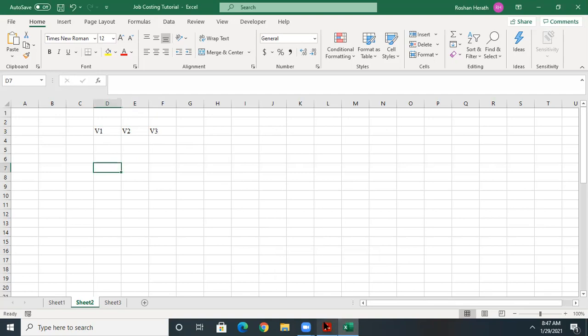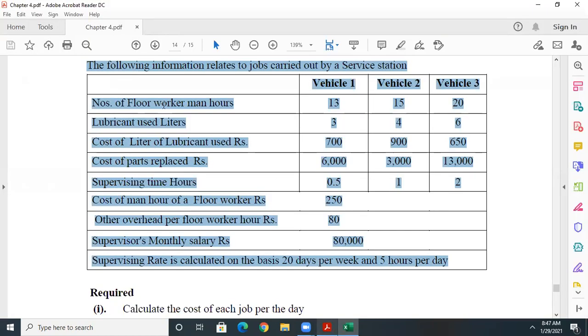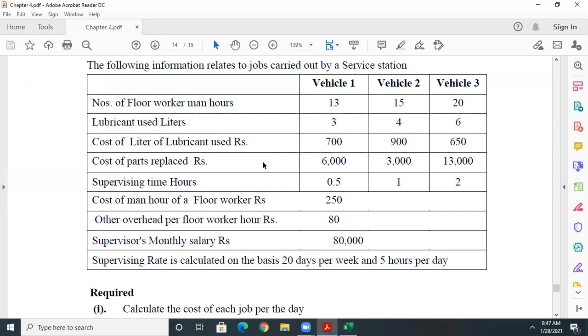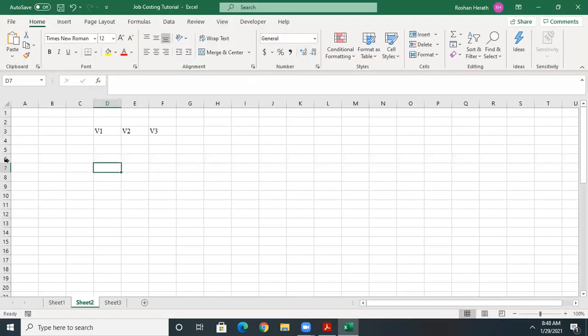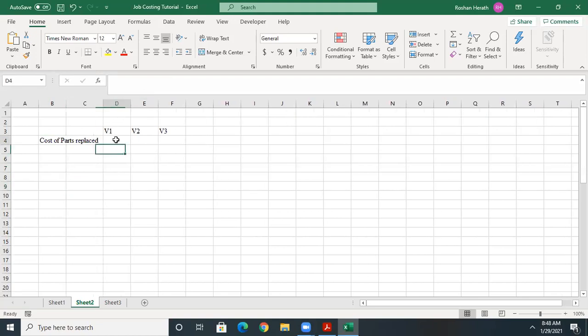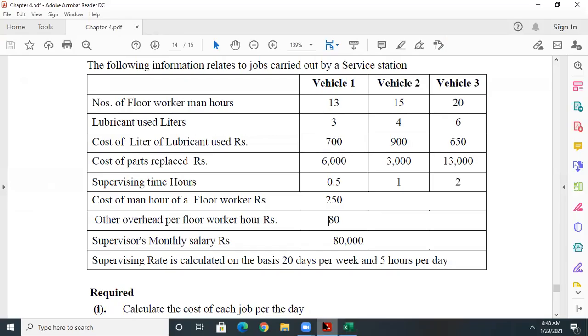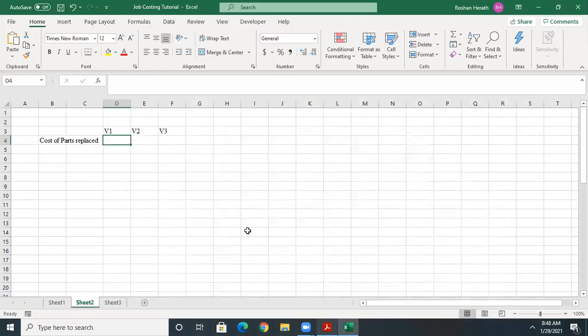So let us work out, starting from the direct material, the cost of parts replaced first. So taking the direct material first, is cost of parts replaced. There it gives you 6,000, 3,000, and 13,000. So that is the cost of parts replaced.